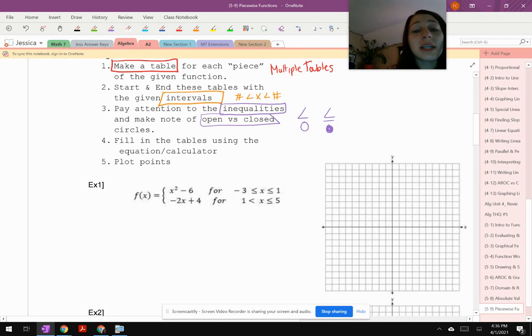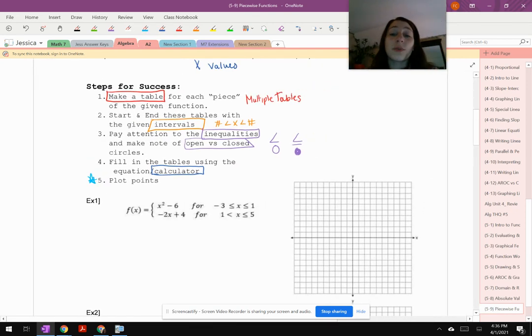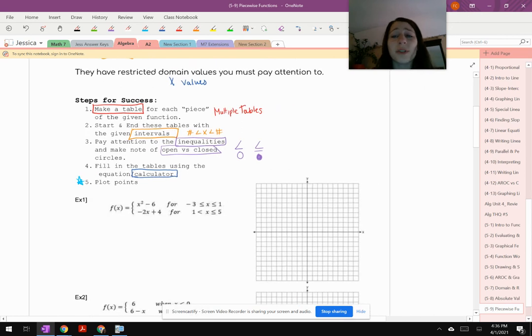Lastly, use the calculator to help you work smarter, not harder. Again, you can always be using the equation, but in most cases, it's just easier and you make fewer mistakes that way. And last but not least, plot the points. So we'll take a look at our first example. It'll make more sense once we jump in, but for now, that's what you're going with.